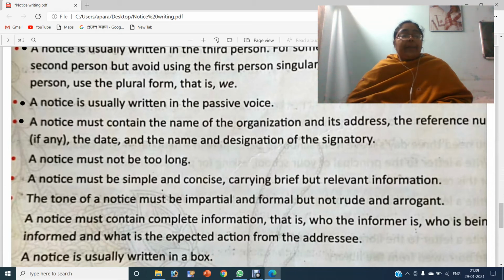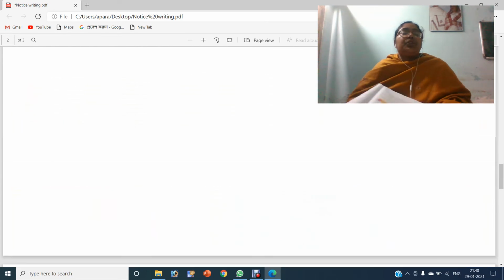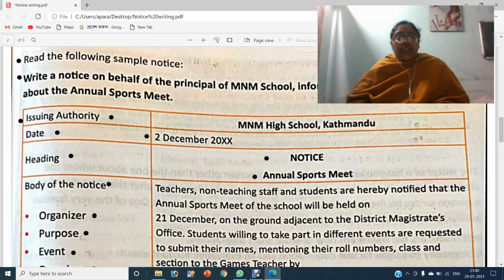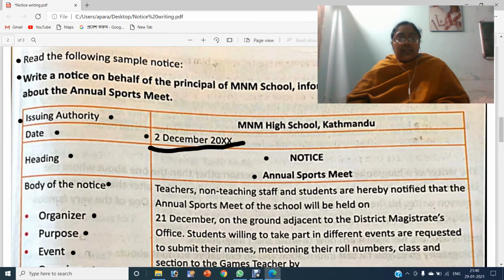The reference number, if any. If we have got any reference number referring to which the notice is being sent to everybody, then we need to give the reference number. Then comes the date. The date, where do we get the date? Just see here when I move up, let me show you all. Just after the issuing authority, down there on the left hand side. Okay. Here comes the date.